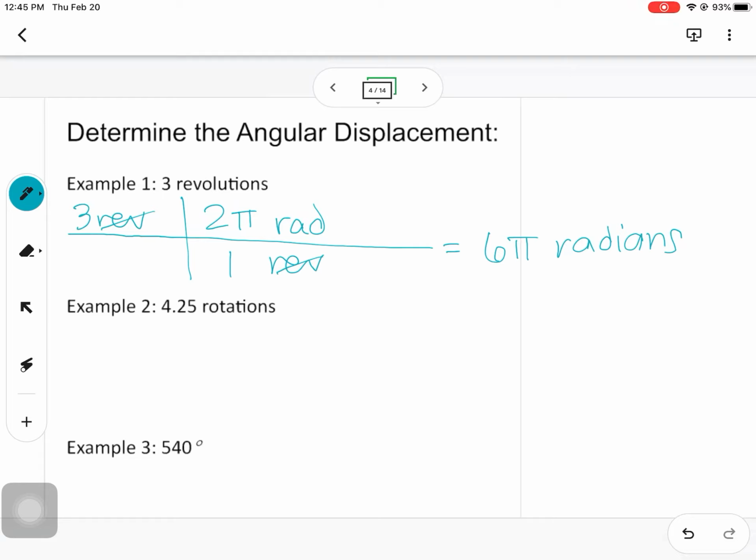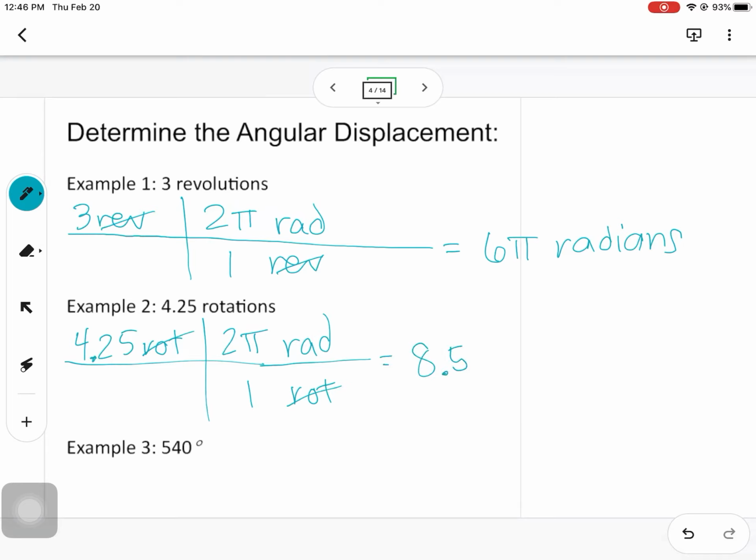So I'm going to try out this second one, 4.25 rotations. Again, I want to switch from rotations into radians. I need my rotations unit to cancel, so I need the rotations on bottom. But I know 1 rotation is 2 pi radians. Again, I'm going to multiply straight across, so this is 8.5 pi radians.